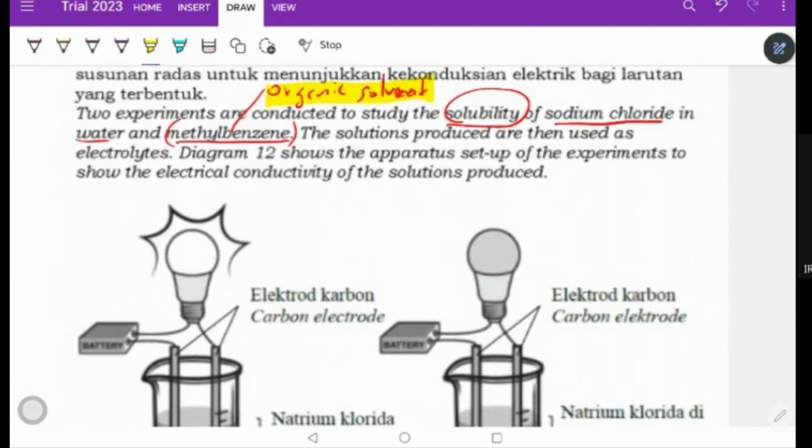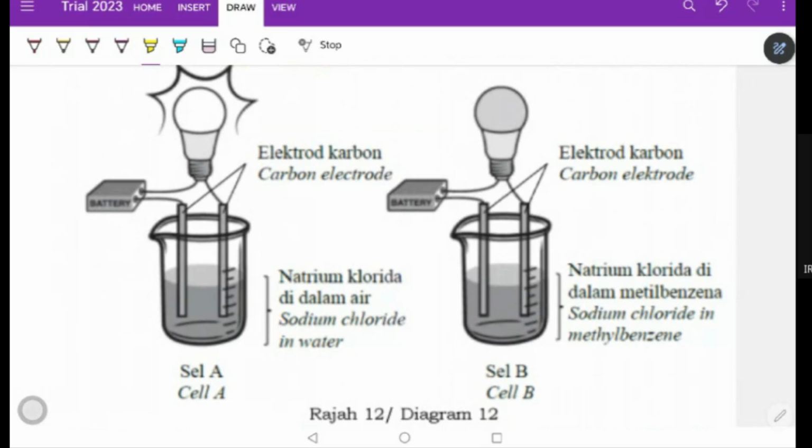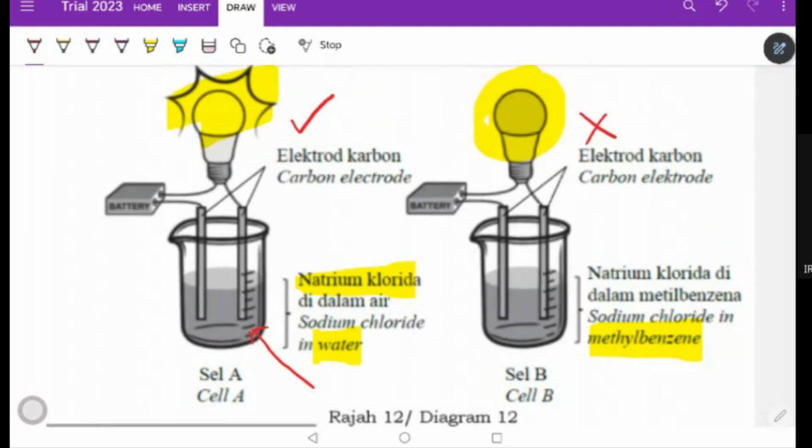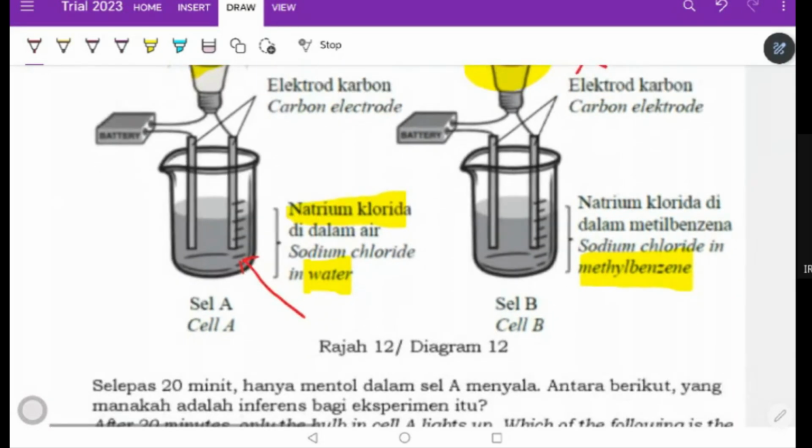Okay, it shows the apparatus to show the electrical conductivity. Now here, sodium chloride in water. This one's in methylbenzene. So does this one light up? No. This one lights up, right? So this one lights up, this one cannot. Class, what is inside here so that the bulb can light up?